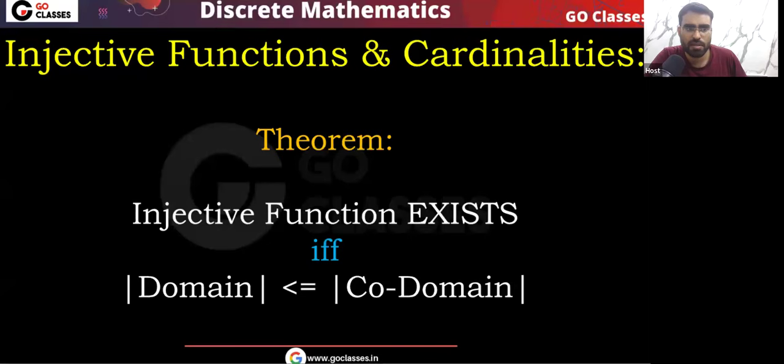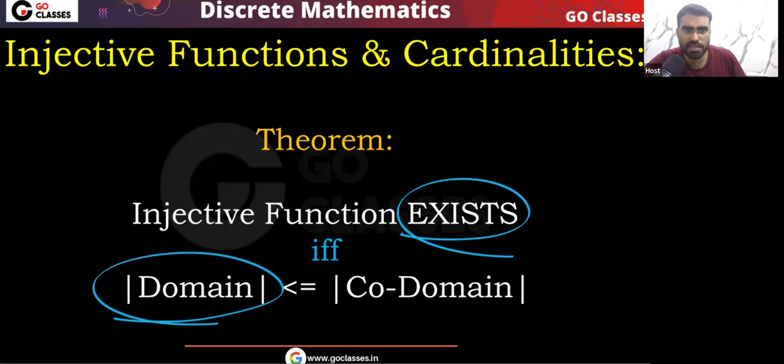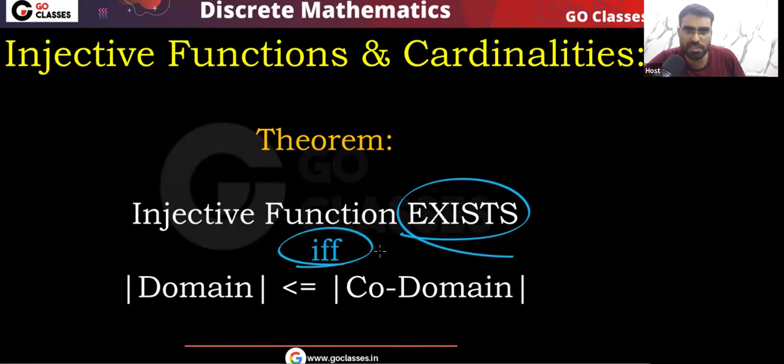This is the conclusion: injective function exists. In which situation will an injective function be possible? Injective function exists if and only if domain cardinality is less than equal to codomain cardinality. Do you agree? This is if and only if. We have already seen that if domain cardinality is more than codomain cardinality, then injective function is not possible. And if domain cardinality is less than equal to codomain cardinality, then injective function is possible. So this is if and only if.